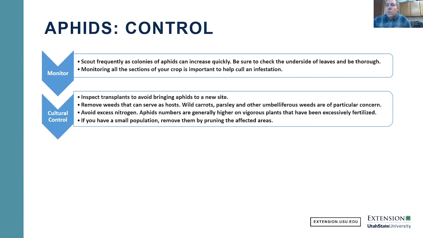Remove weeds, like I mentioned, lamb's quarter and curly dock are some that they tend to be on a lot. So you're going to want to remove those from the areas close by your garden so that they don't cause you any problems later on. Avoid excess fertilization. Aphids love extremely vigorous plants. So anytime you're over fertilizing or using too much nitrogen, you're going to tend to have more problems with aphids.